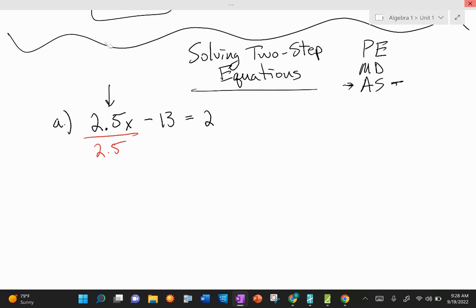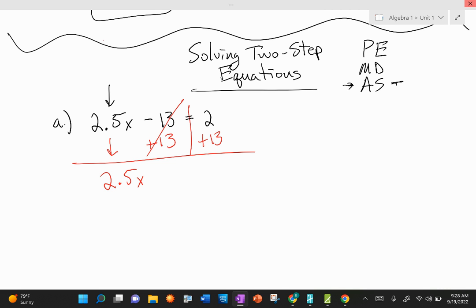But if we move the 13 first, because 13 is separated, and we're doing addition and subtraction, so it's more about the side rather than the actual term. I can add 13 to both sides, which is something we're comfortable doing. You should write this. So now I can bring 2.5x down.